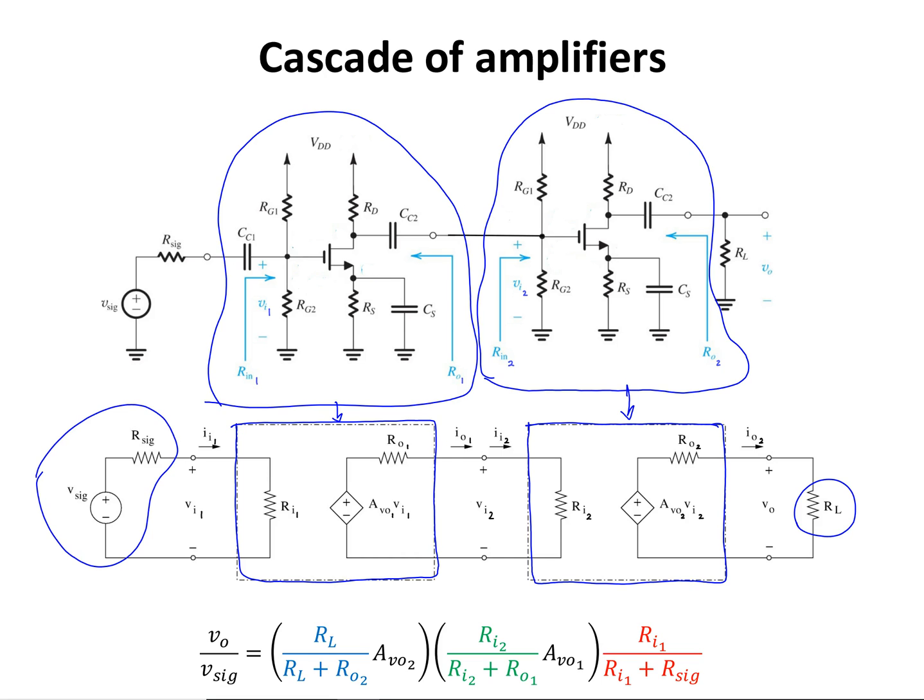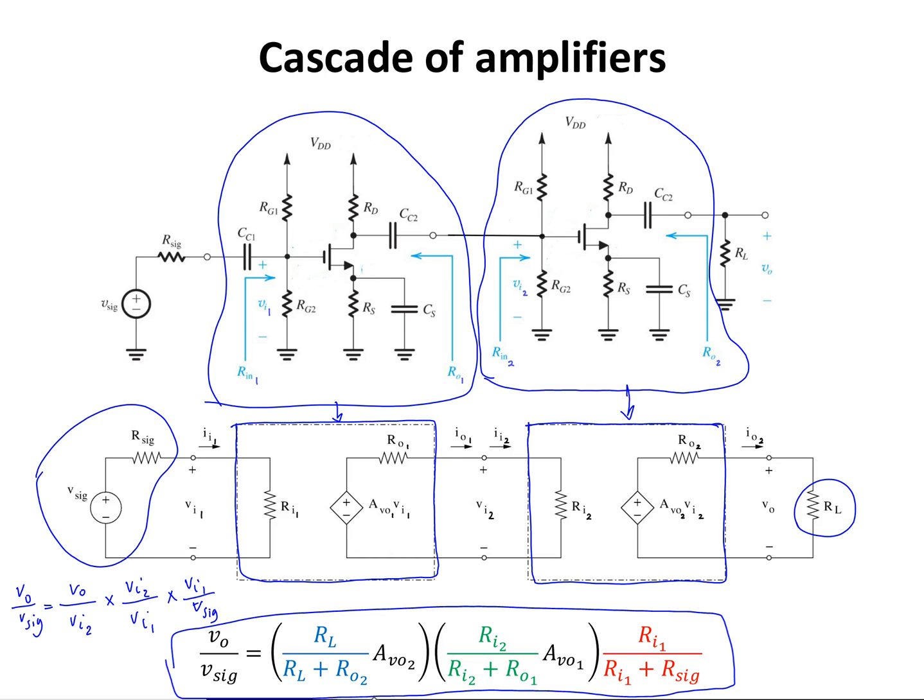Then I can easily calculate the total amplified voltage gain, or study the effect of RL on the gain of this amplifier, or the effect of R signal on the gain. For example, I can write the gain equation, V out over V signal, as the given equation, because I know that V out over V signal is equal to V out over VI2 multiplied by VI2 divided by VI1 multiplied by VI1 divided by V signal. I use this equation to derive the provided gain equation. That helps to simplify the calculations.